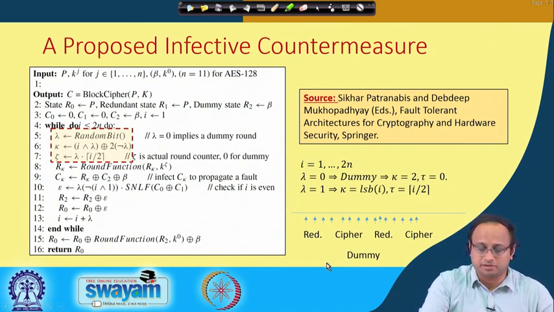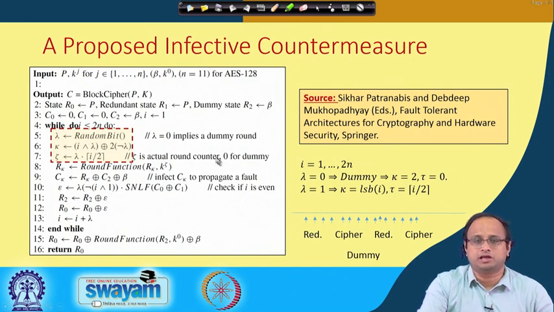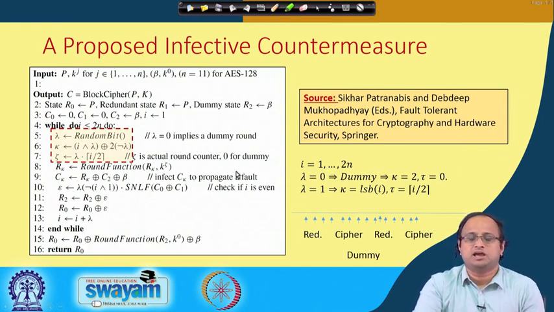The dummy round confuses the attacker. At the same time, because of the way the countermeasure has been developed, if there is a fault in the redundant round, the cipher round, or even the dummy round, it infects the following operations, and finally results in a ciphertext which is supposed to not be exploitable by the adversary, or at least is more difficult to exploit. The whole idea is to make the differential of the output faulty ciphertext as uncorrelated to the secret key as possible, to rule out the possibility of a differential fault analysis.